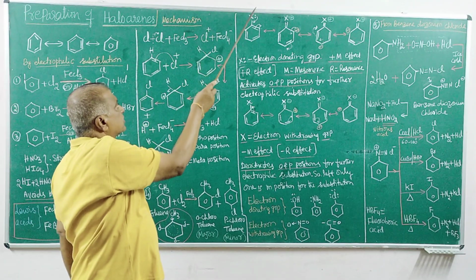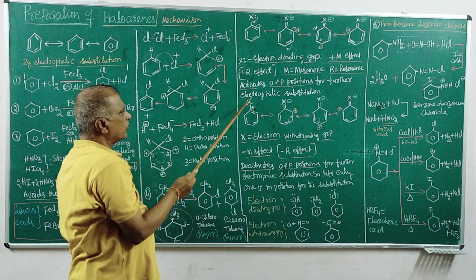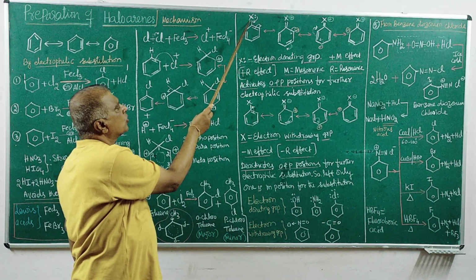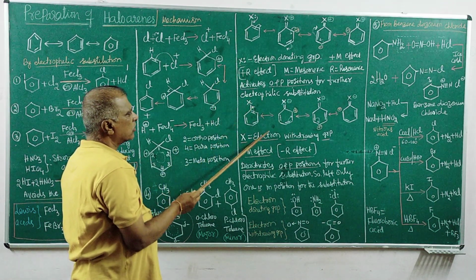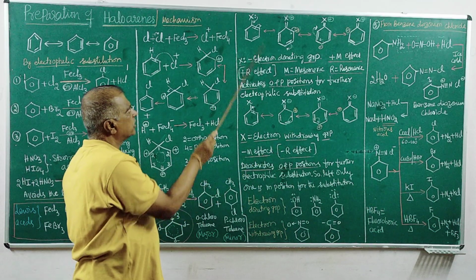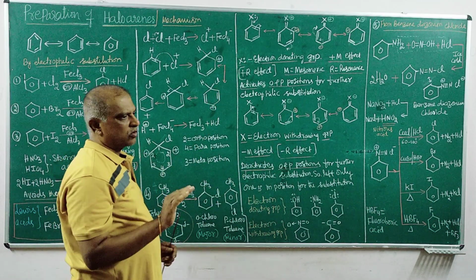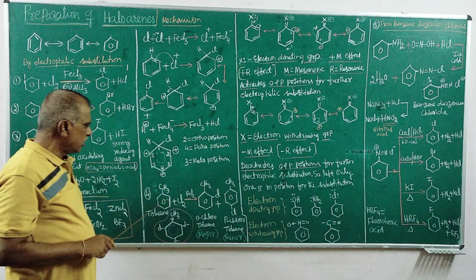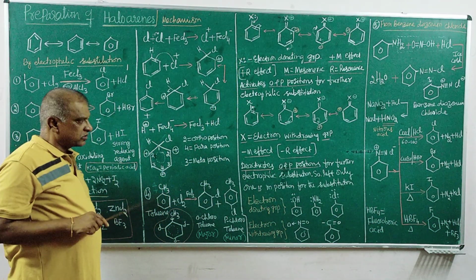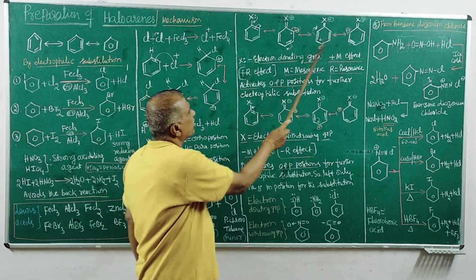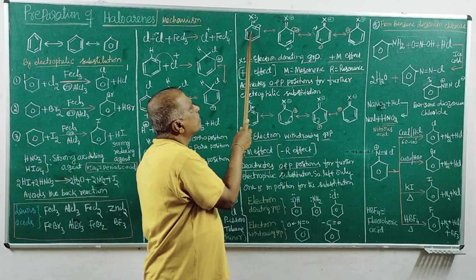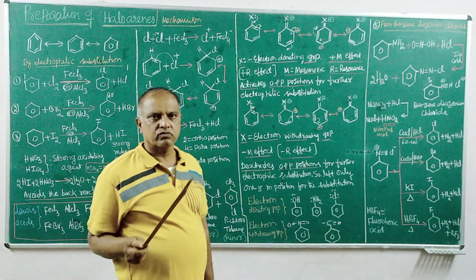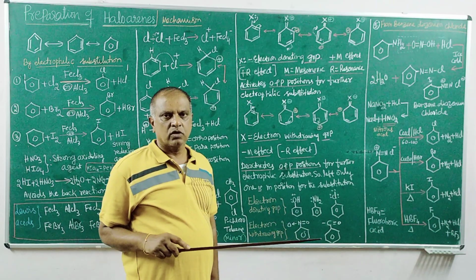If a group like this is an electron donating group, and this group is an electron withdrawing group. Electron donating means it will push a pair of electrons into here. But here it is not a pair of electrons, it is pushing sigma electrons. So this is called the mesomeric effect. Mesomeric effect means what? It is a conjugated system, whether linear or cyclic.